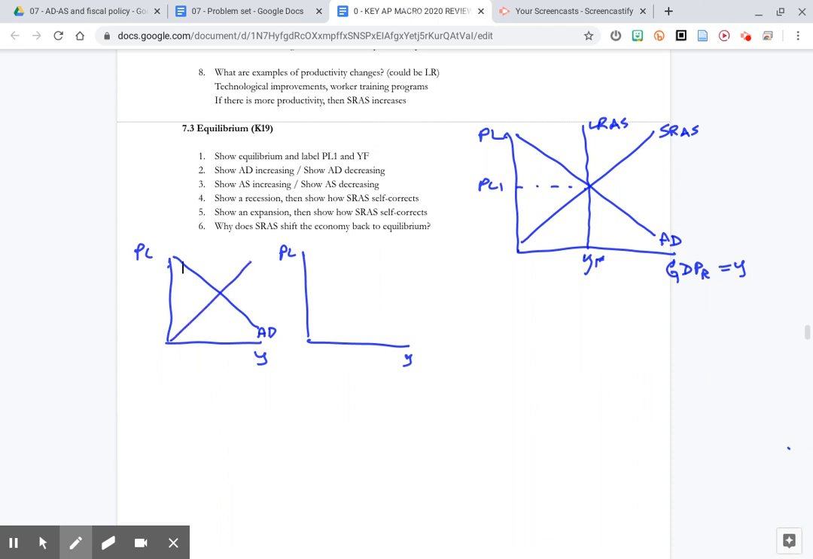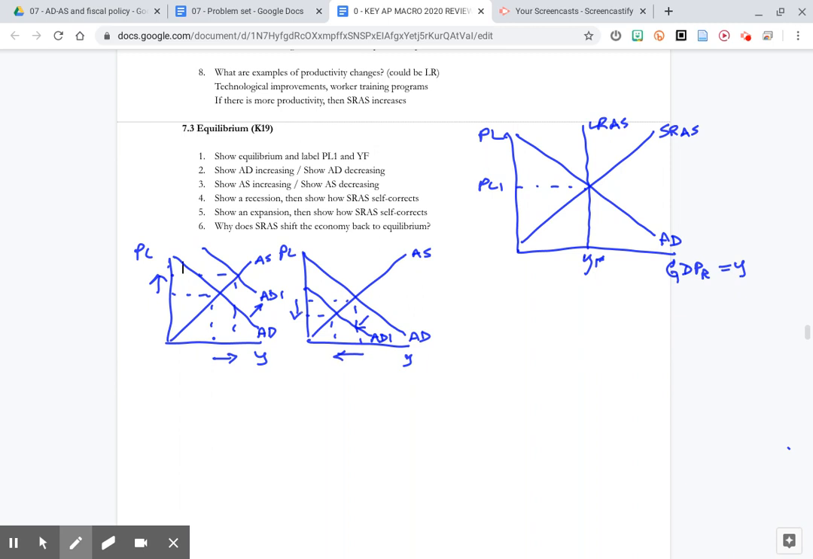AD and AS, and then AD and AS. For this one, I'll just do AD increasing. AD1 increase, and we show an increase in price level, and an increase in output. AD decreasing, AD1, and we've got a decrease in output and a decrease in price.